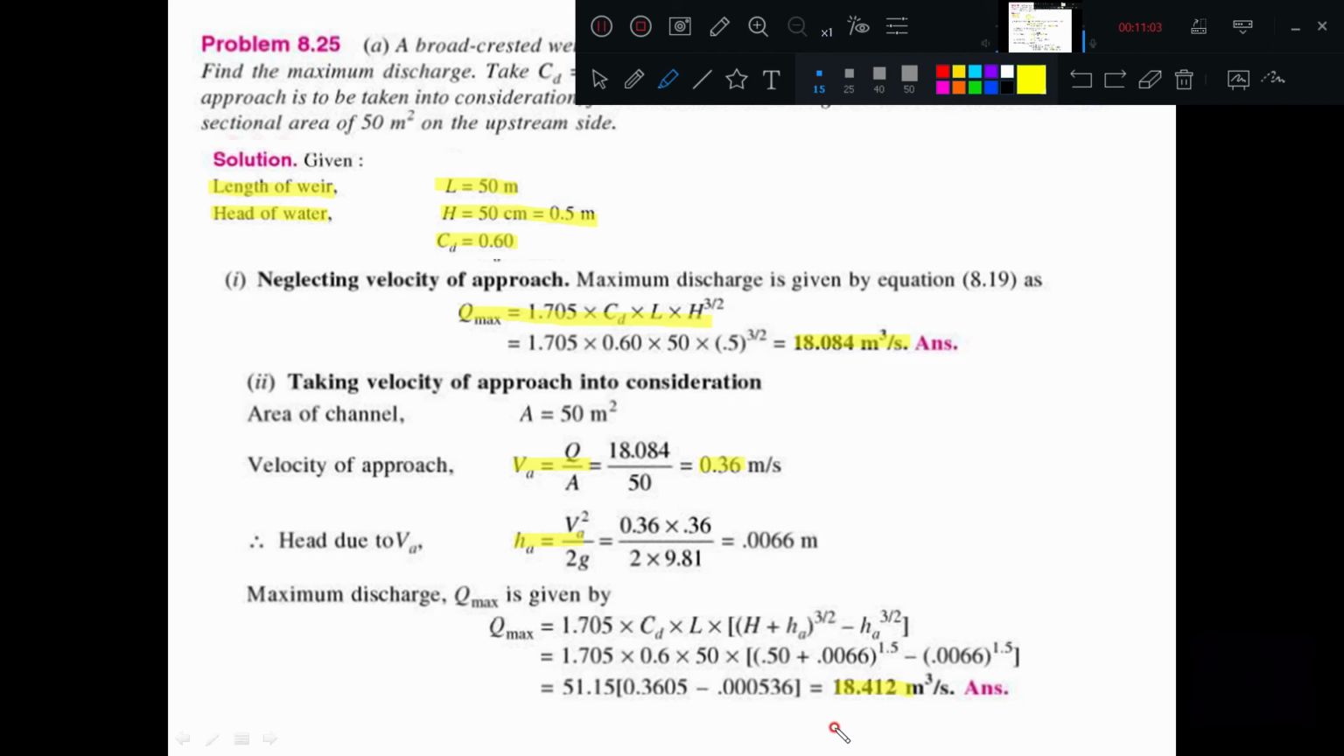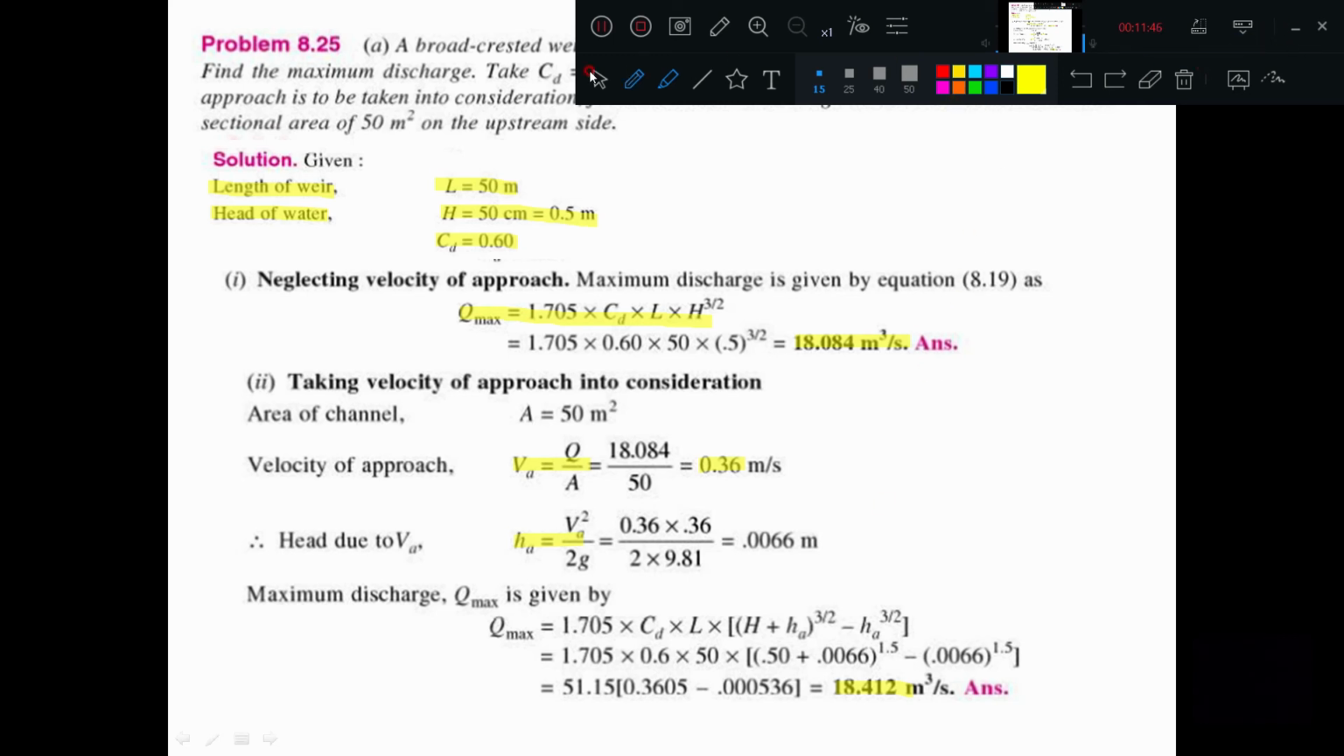So for this type of problems, you simply need to remember the equation for the discharge and substitute all the given data. Sometimes they may ask you to consider the velocity of approach, or sometimes they may ask you to neglect the velocity of approach. So depending upon the statement of the problem, or what actually you need to calculate, based on that you need to apply the formulas and get the answer. So this kind of problems are very simple and straight. You may usually get 8 to 10 marks for this type of problem in the exam.